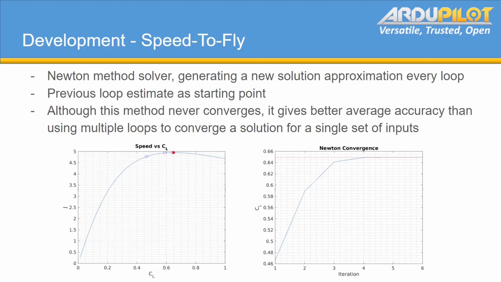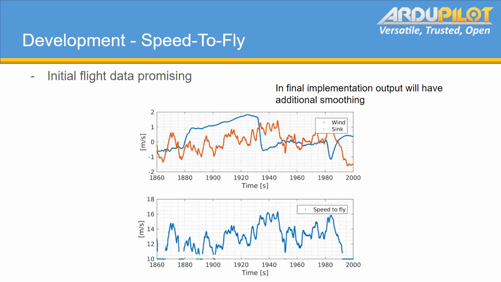Now, although this method never actually converges, because the inputs are also changing on every time step, it actually gives better accuracy than if we were to freeze the inputs and do multiple iterations over multiple loops, because we allow the inputs to change continuously. So it never converges, but it gives good accuracy. And the initial flight data from this implementation has been fairly promising.